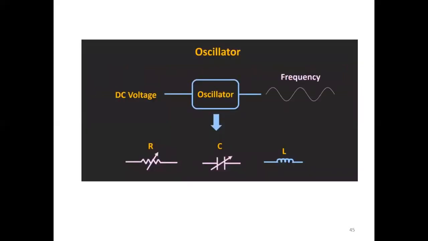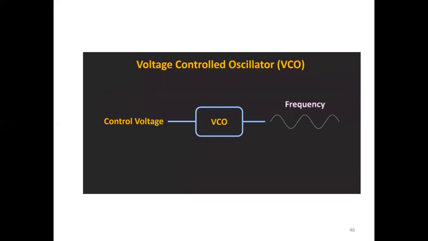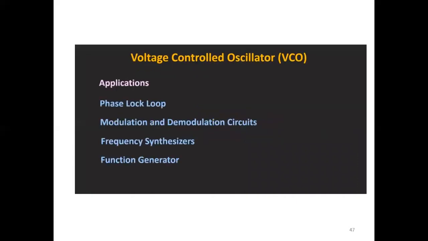Generally we need to know the oscillator, because the voltage controlled oscillator is defined like that. An oscillator does not get any input. It directly generates the signal from the DC voltage using the capacitor and resistor values. That is the concept of the voltage controlled oscillator: the control voltage will produce the frequency. Applications of VCO are phase locked loop, modulation and demodulation circuits, frequency synthesizer, and function generator.